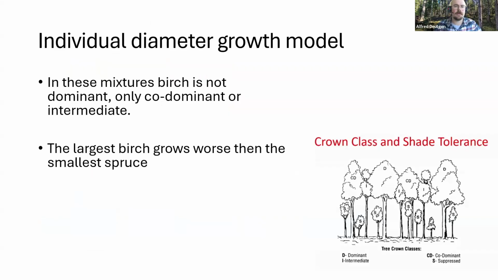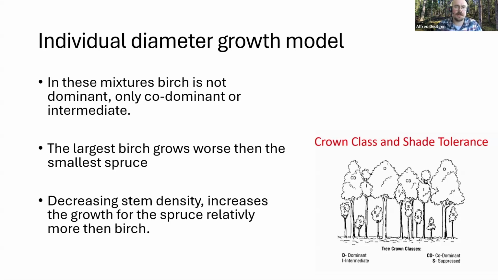And the largest birch grows worse than the smallest spruce in this case, on all sites. And decreasing stem density increases the growth for the spruce relatively more than the birch.